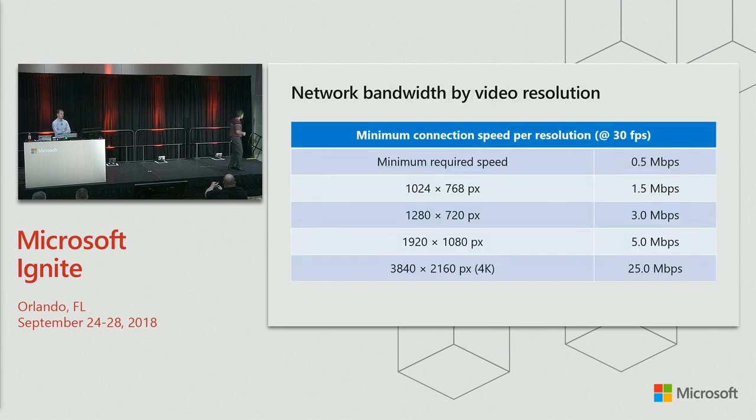Here's what the network bandwidth recommendations are by video resolution. I did put a 4K there. You see it's 25 Mbps because it is heavy. It's a lot of pixels there. So that's a recommendation. The bare minimum is half a Mbps, and then as you grow, these are some of the things.